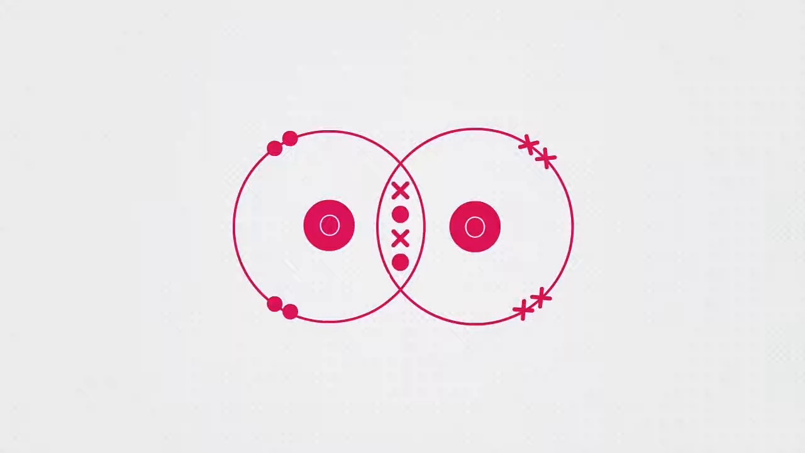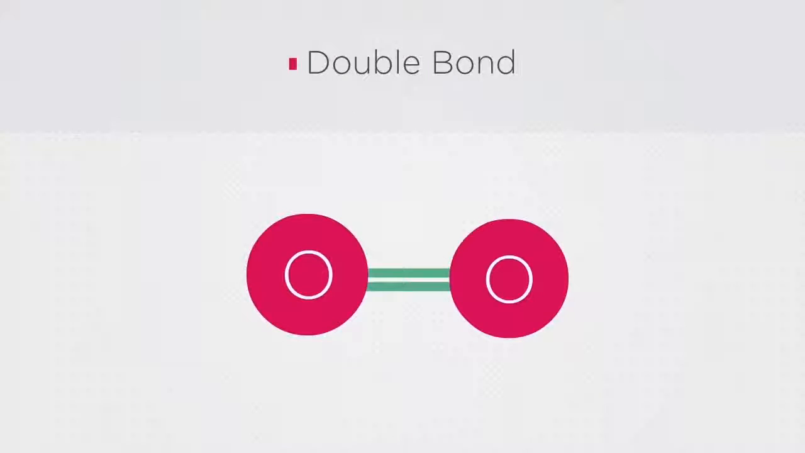The fact there are 2 shared pairs of electrons in the middle, where the shells overlap, means that the oxygen molecule, O2, has 2 covalent bonds connecting each oxygen atom. This is called a double bond.